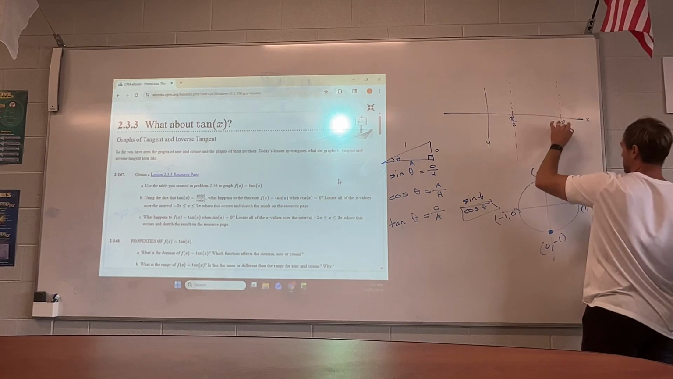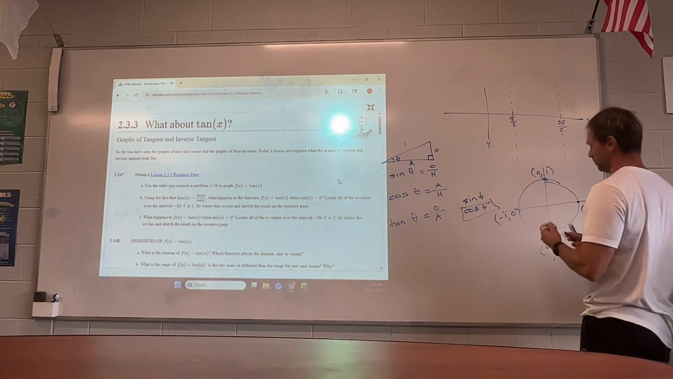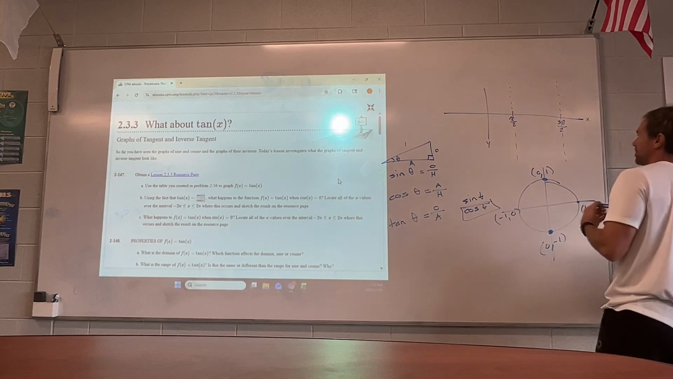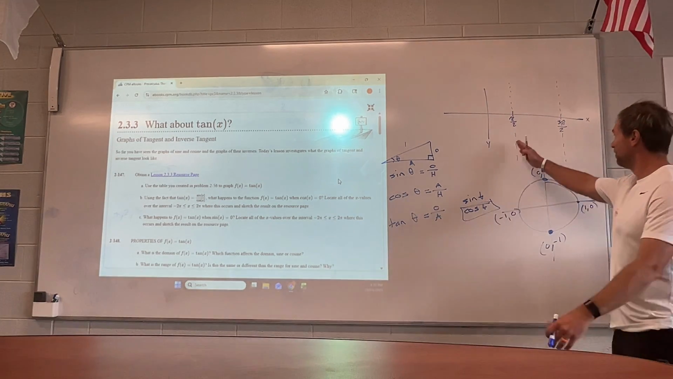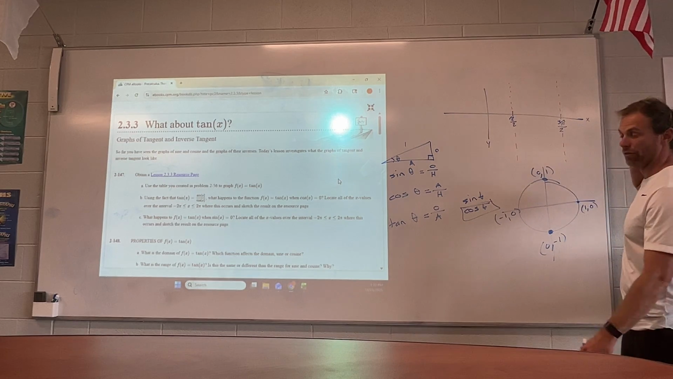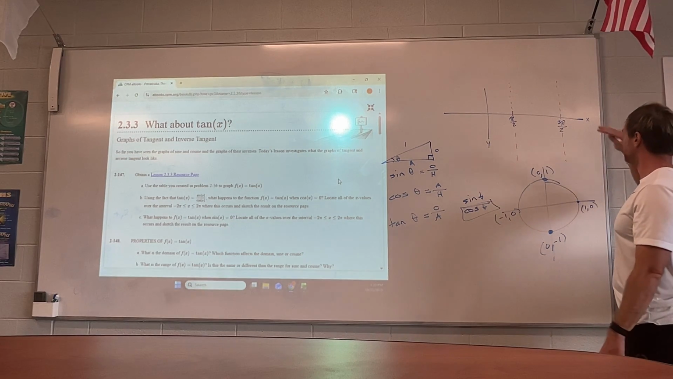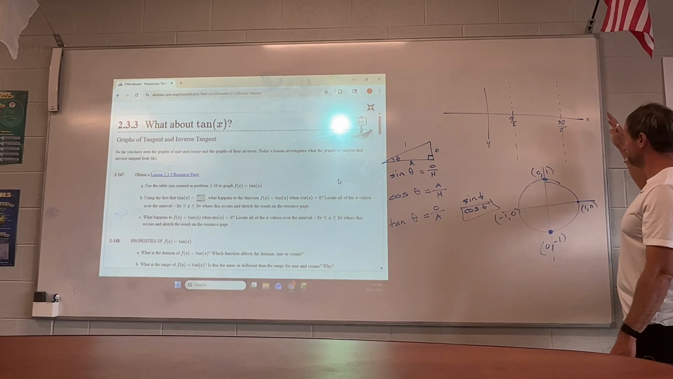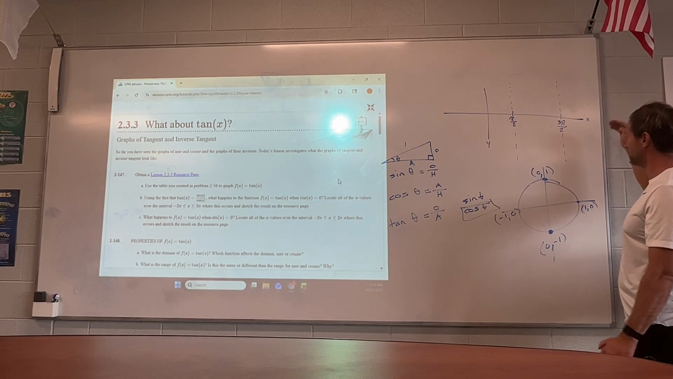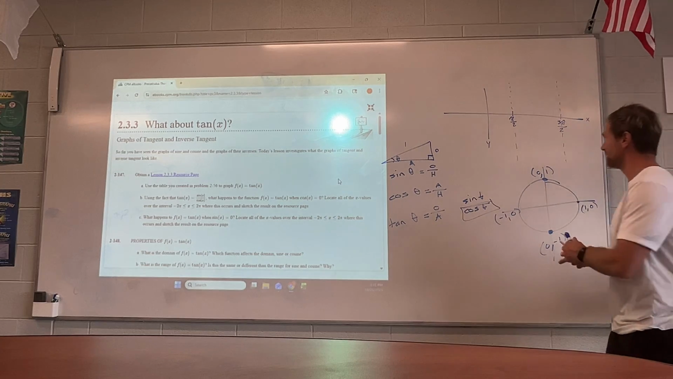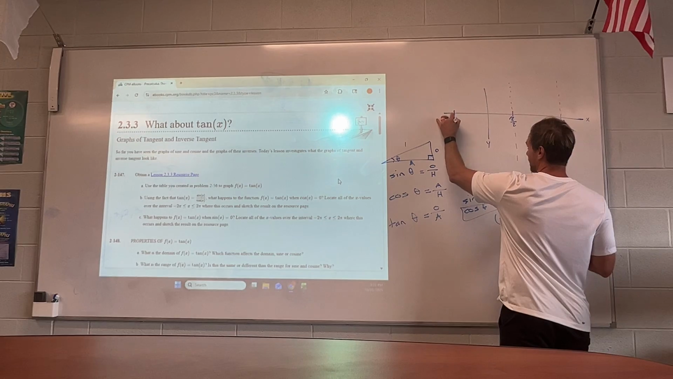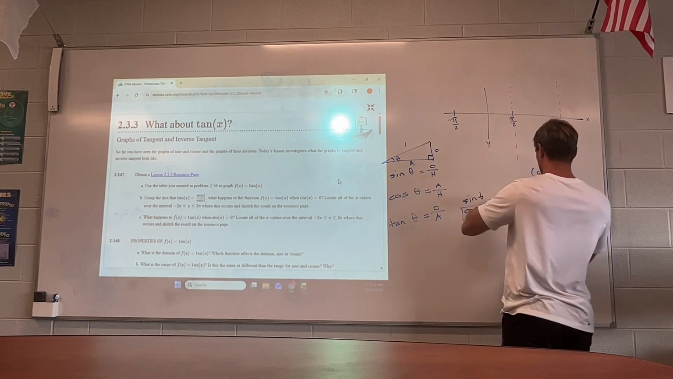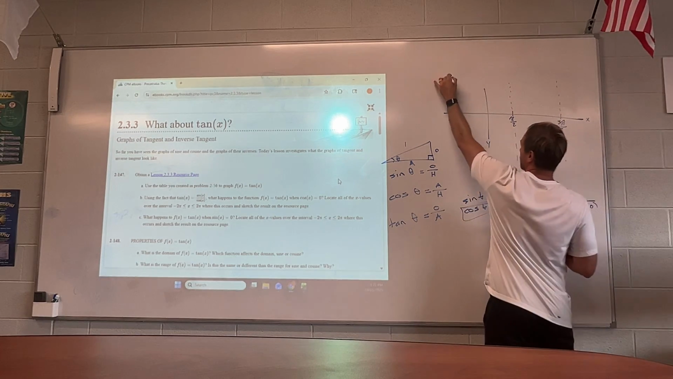Why? Again, because it's going to make the denominator 0. It's going to happen at a period of every pi. So every pi: pi over 2, 3 pi over 2, 5 pi over 2. Every time we have that distance, we're going to have another vertical asymptote. This would also happen at negative pi over 2. We're also going to have a vertical asymptote there.